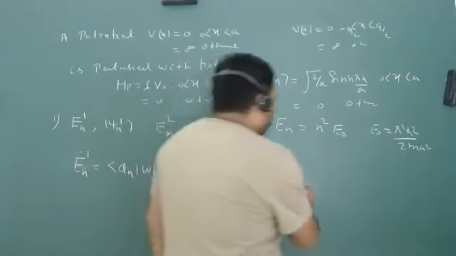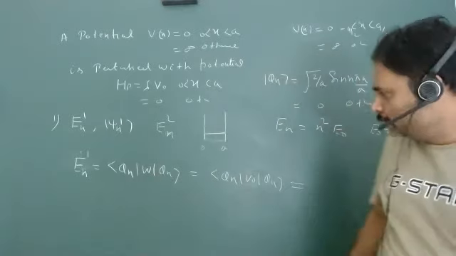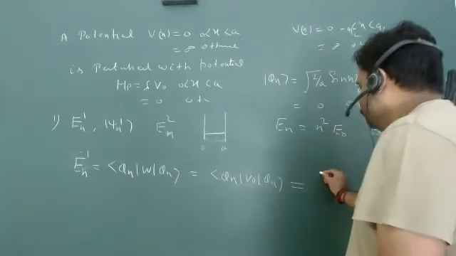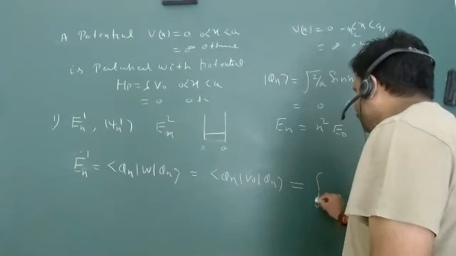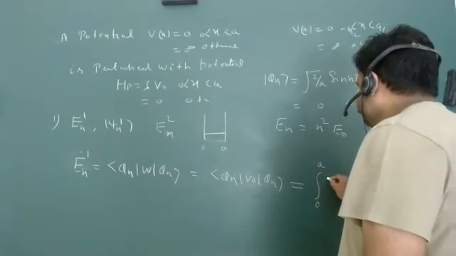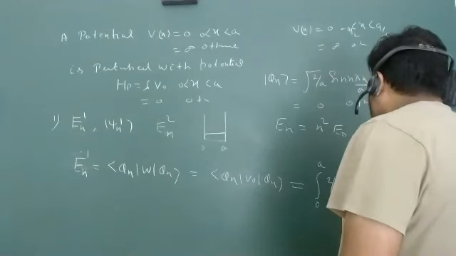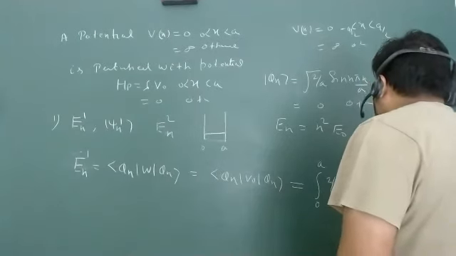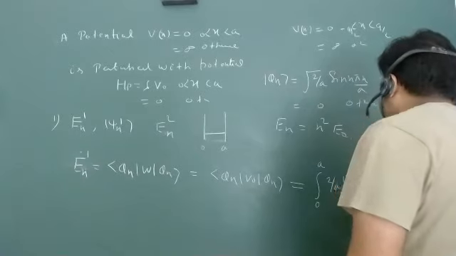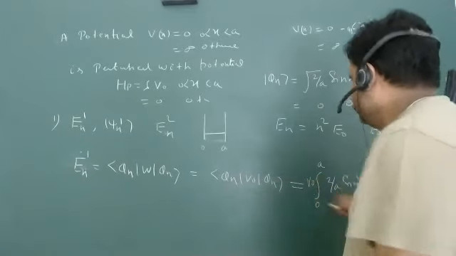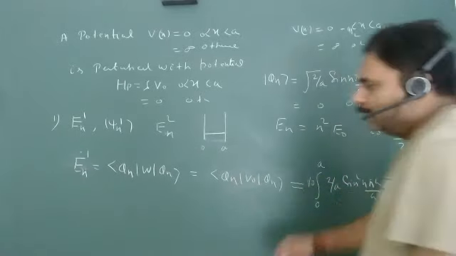What will be this value? Lambda, lambda 0. We know, this will be integration 0 to a of 2 upon a sine square n pi x upon a dx, and v naught will come outside. That's it. This is the same thing, isn't it?